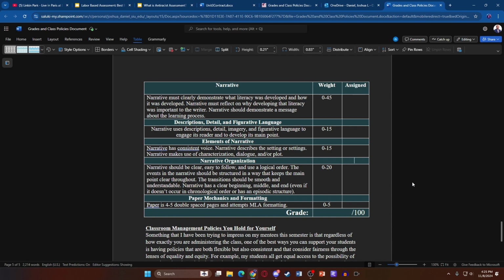So even though I wasn't doing the labor-based assessment, I was still very clearly pointing out, these are the skills that you're working on, and I'm grading you for your attempts at the skills, not for the quality of your product, which took a lot of pressure off of them and a lot of pressure off of me.